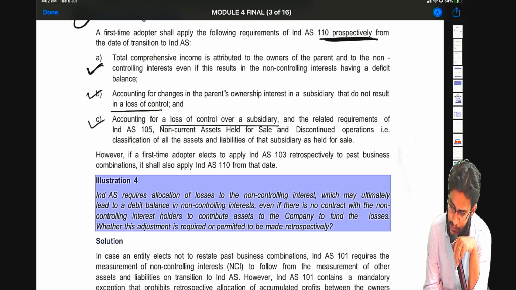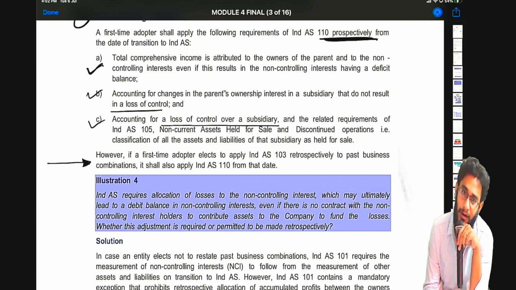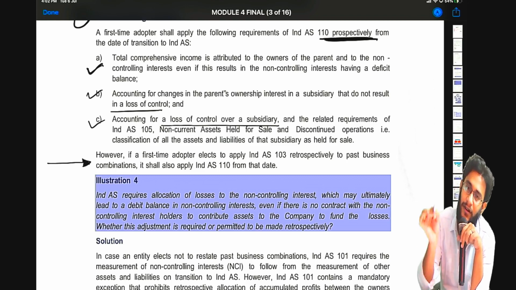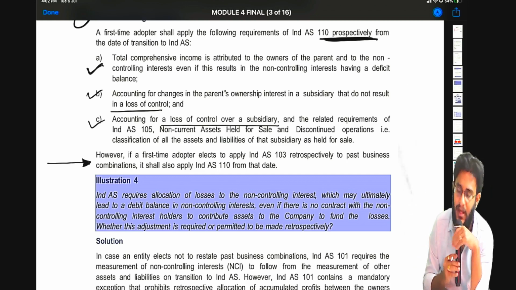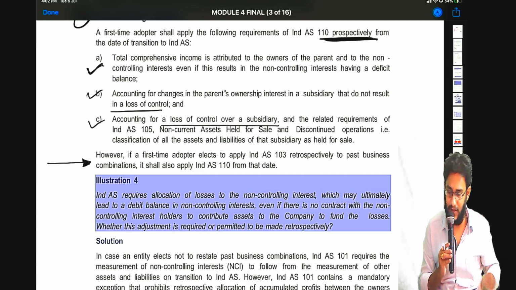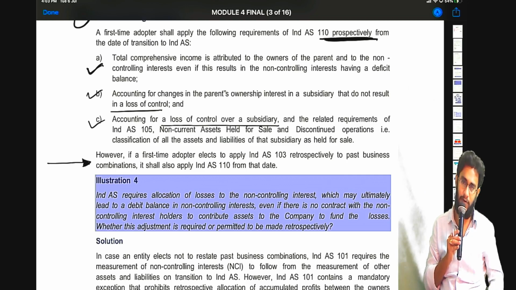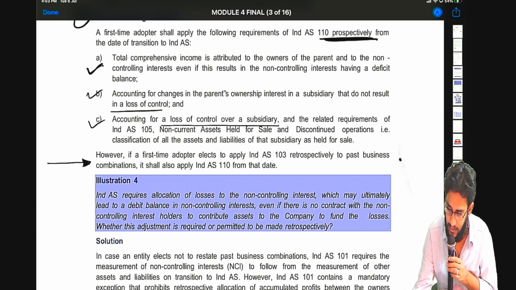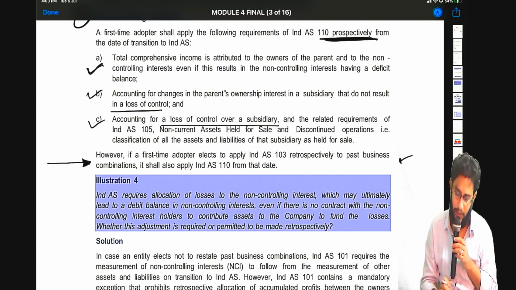There is one exception to this rule. Now, what is the meaning of exception to exception? Means retrospective effect has to be given. Means the above point will not apply in one case. What is that one case? I will tell you later on. So, for the time being, keep this exception aside. We will discuss this later on.